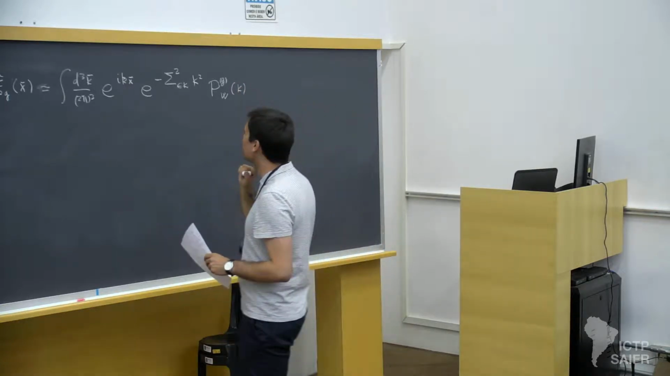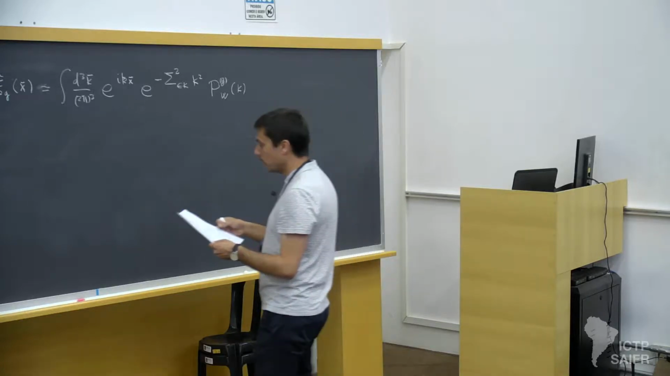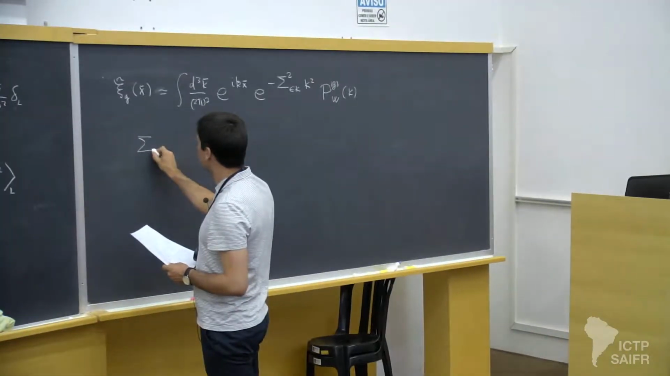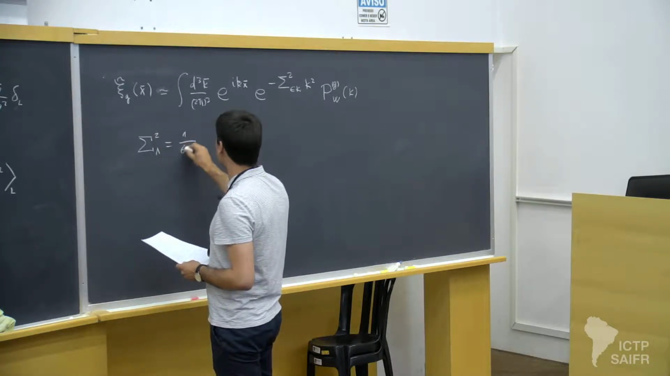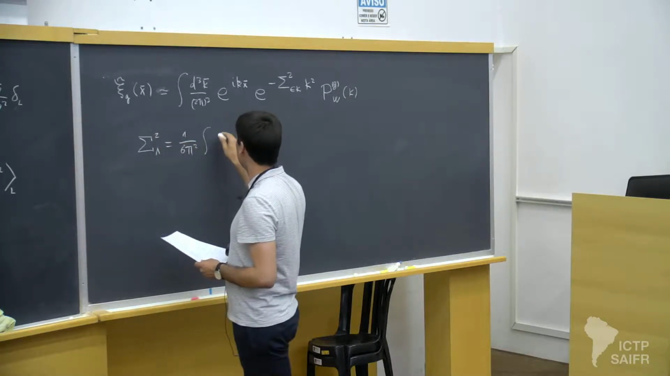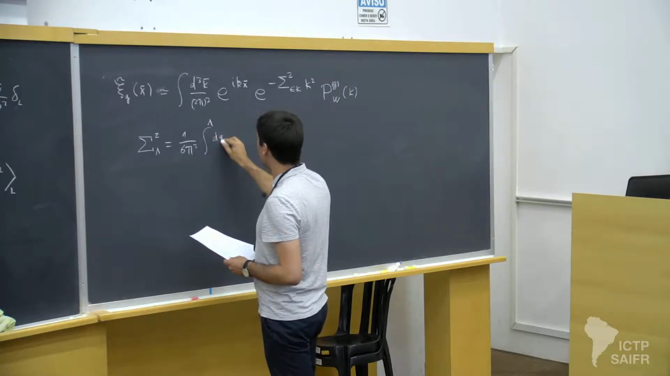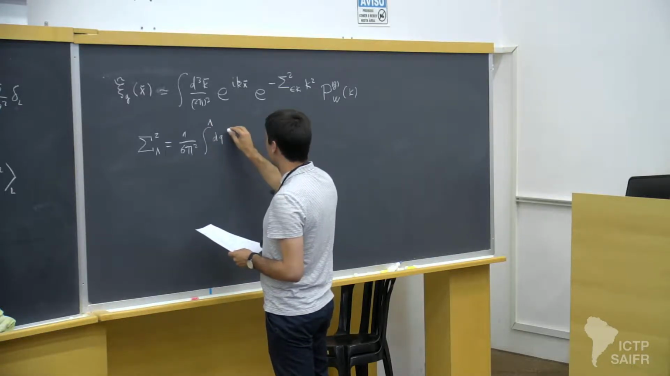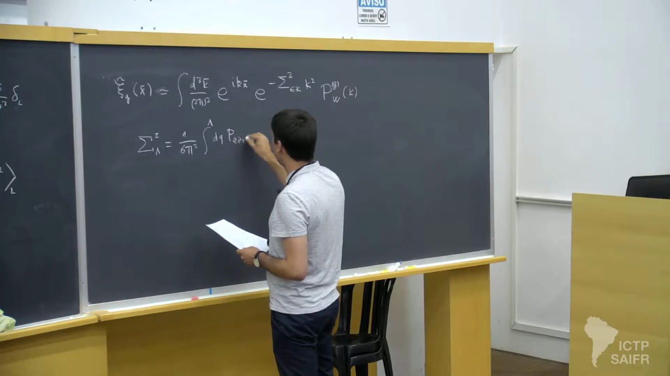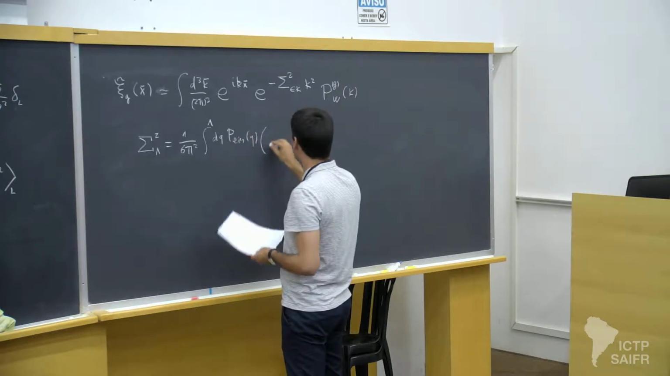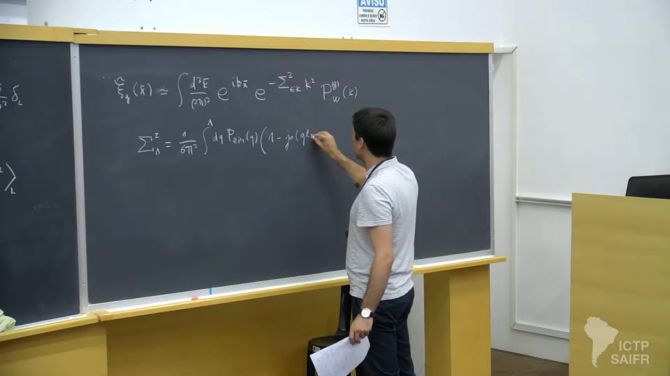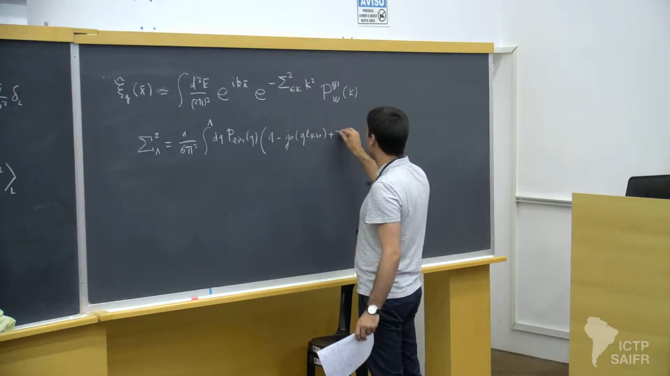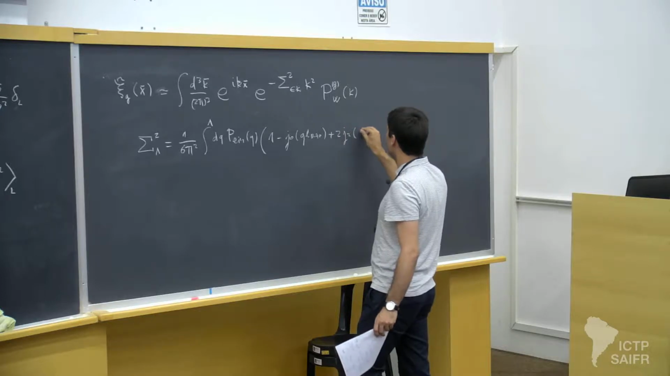Now let me explain what these things are. First of all, this quantity, sigma square, is just 1 over 6 pi squared, integral up to lambda of dq, p linear of q, and then 1 minus j naught q LBAO plus 2 j2 q LBAO.